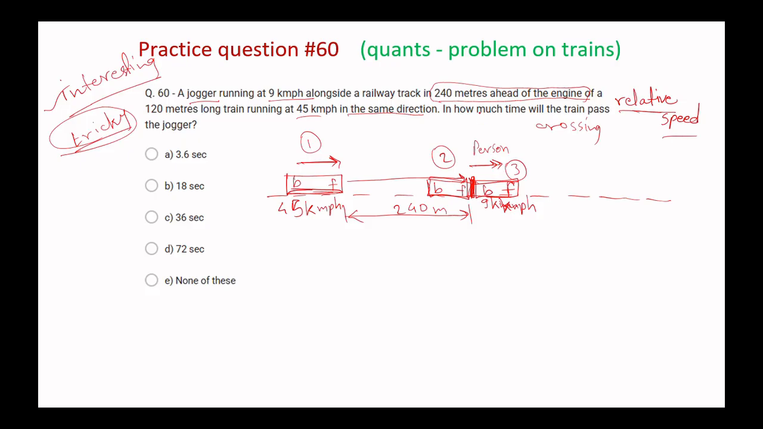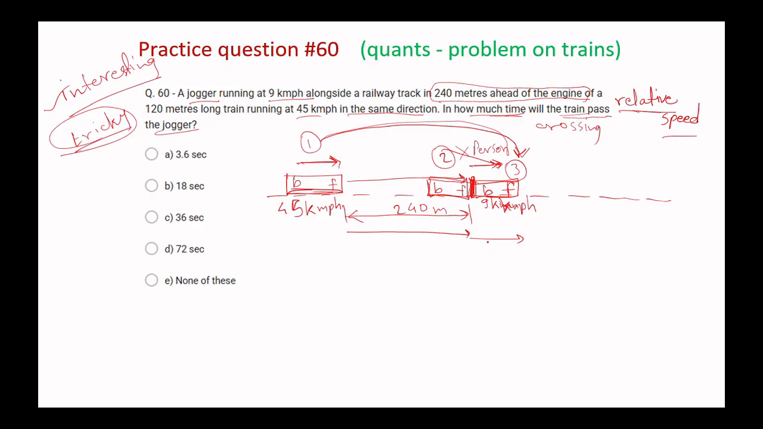So what is the question? In how much time, we have to calculate the time in which the train passes the jogger. The train passes the person from position 1 to position 3. This time we have to calculate, not from position 2 to 3. From first to third we have to calculate. So the train has to cover this 240 meter distance first and then it has to cross the person.